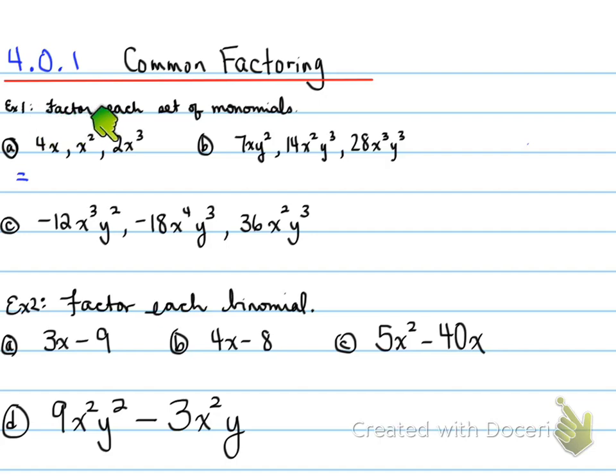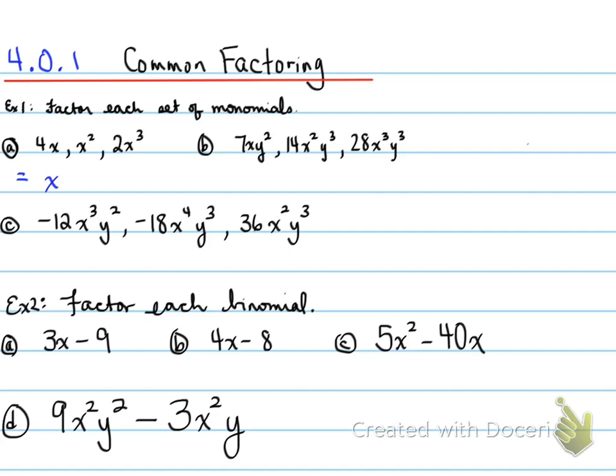Then we look at the variables. What letter can I take out of these? And hopefully you see that each of these contains an x, and the greatest common factor that I can take out here is an x, because I can take out an x from here and an x from here. So I can take one x out of all of these, and that will be the greatest common factor.